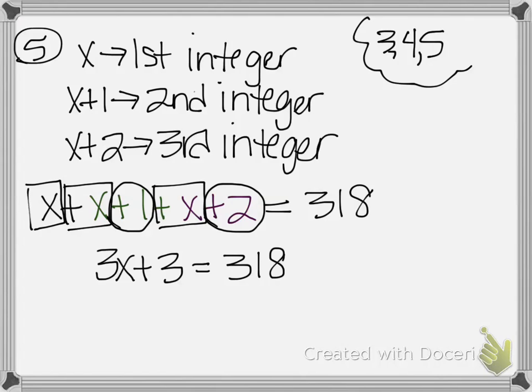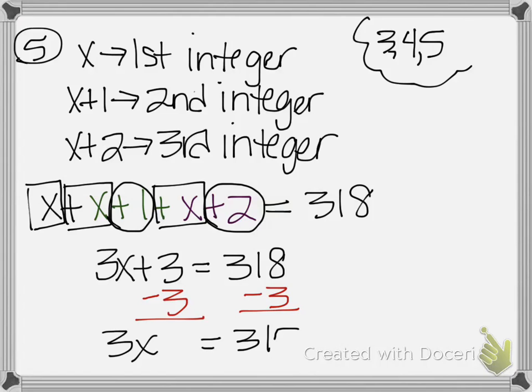So I would subtract 3 from both sides. 3x equals 315. And then divide by 3. I'm running out of space. So x equals whatever 315 divided by 3 is. Somebody got a calculator? 105?